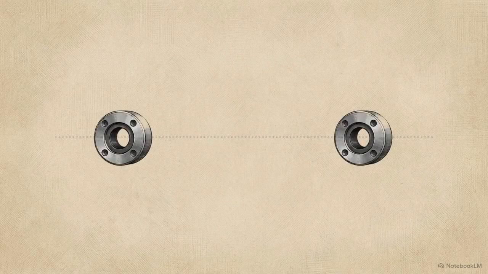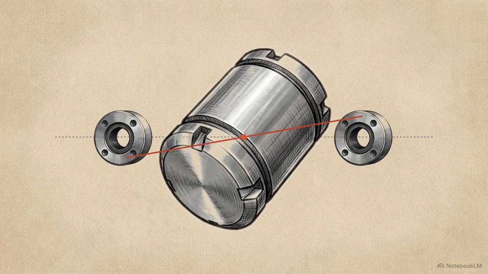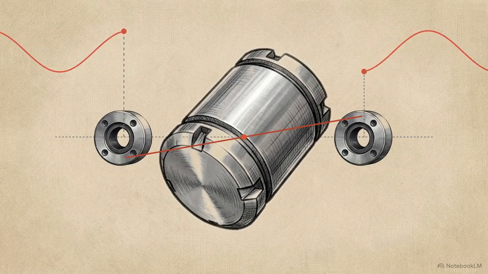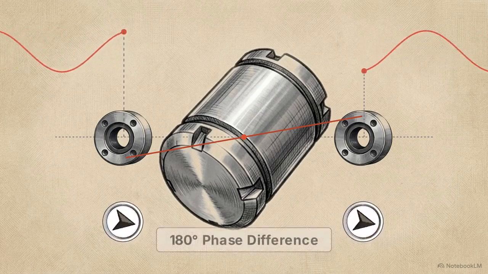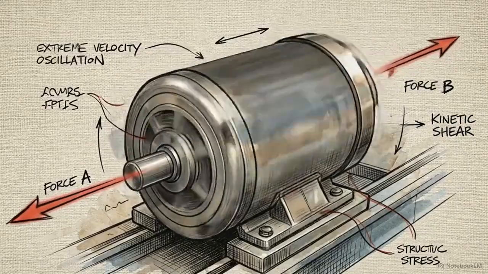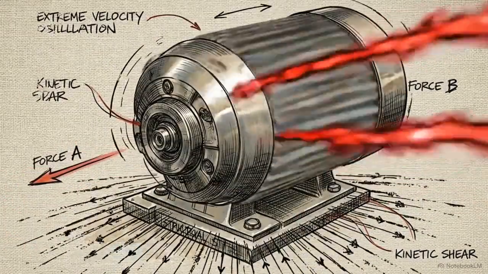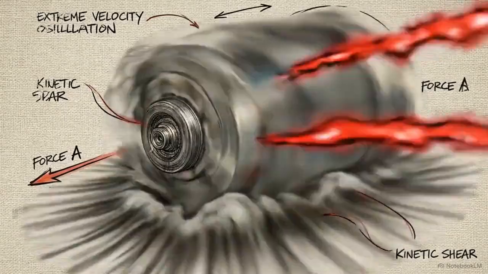With couple unbalance, the principal inertia axis is tilted, intersecting the rotational axis in an X shape. Once spinning, this tilt generates identical vibration amplitudes at both bearings, but phase angles are exactly 180 degrees apart, creating a violent seesaw effect. While these intersecting axes hide their flaws during static tests, they weaponize opposing directional forces as soon as high-speed rotation begins.